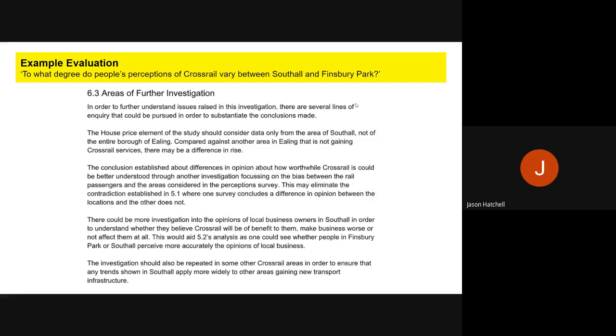The student also talks about local business owners and how they could have used them more and represented them in the investigation as another part of the socioeconomic groups they could have questioned. And the student also says the investigation should also be repeated on other cross-rail areas to see if there is trends more widely across London, or it's just these two areas where the perceptions differ. So this is how they would take the investigation further if they were to do it again.